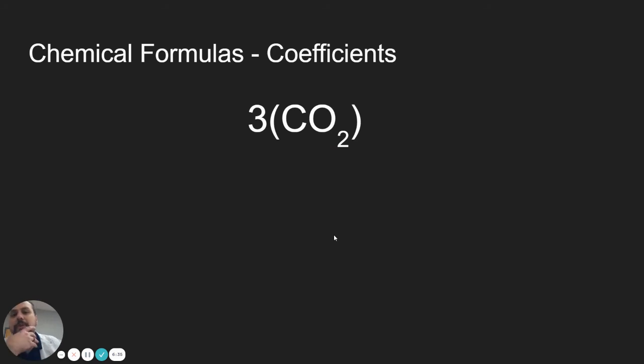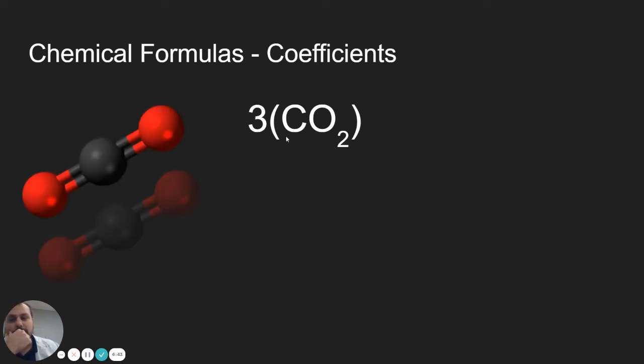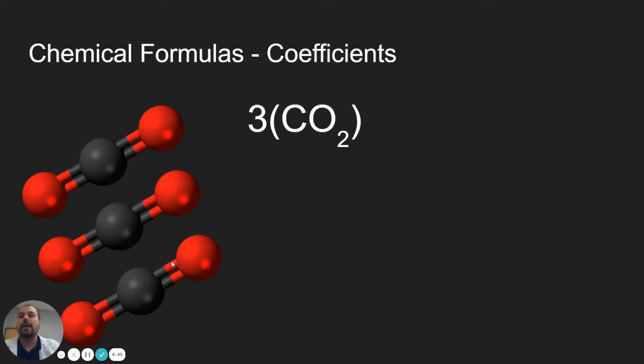Now, formulas can have coefficients too, just like in math. And so this means that we have 3 carbon dioxides. Okay, so what that looks like, we have 3 carbon dioxide molecules, but you don't always have the picture. Sometimes you just have the formula. And so what we're going to do is we're going to distribute this. So this carbon is really, there's just 1 carbon there. So I went ahead and put a 1 in. Usually we don't do that.